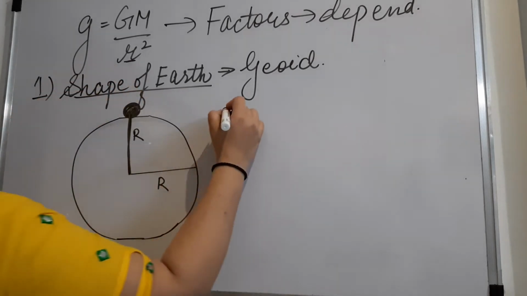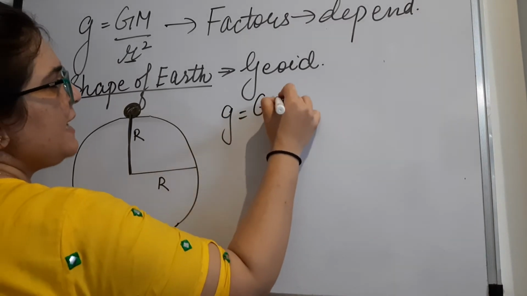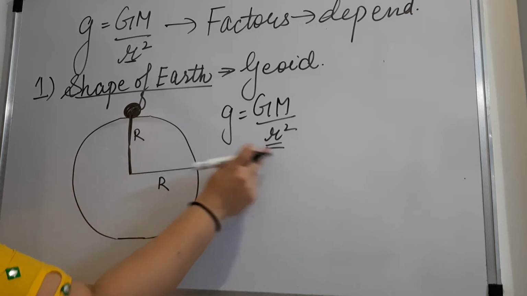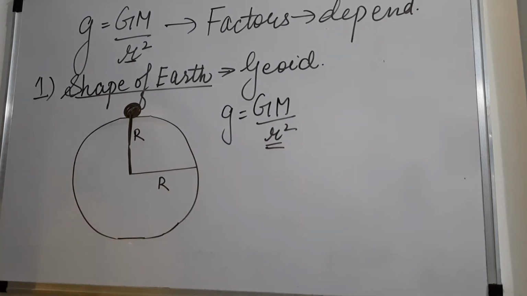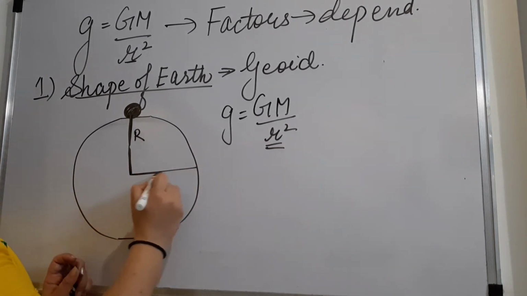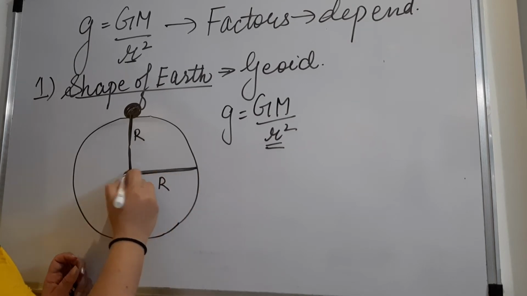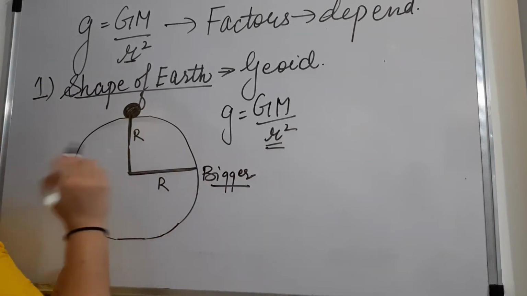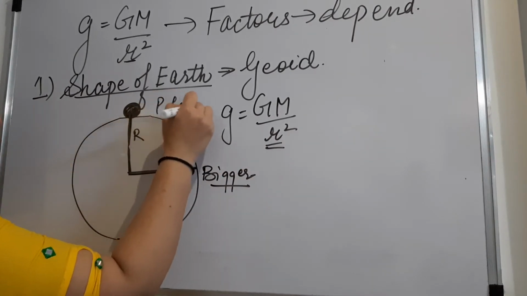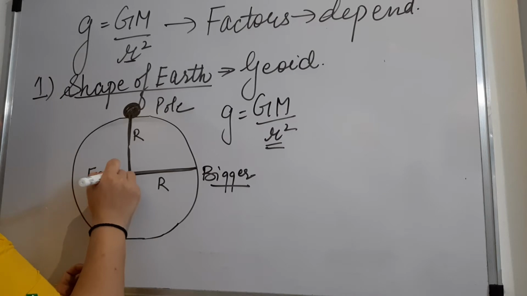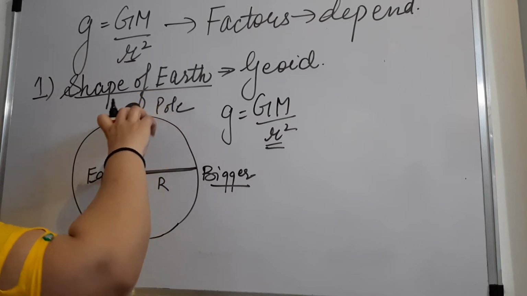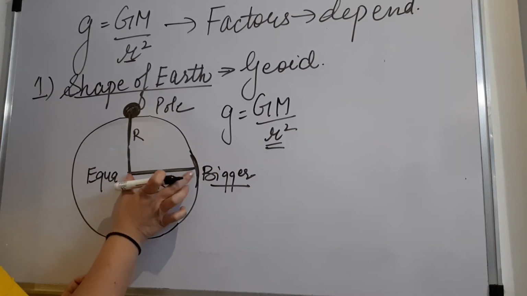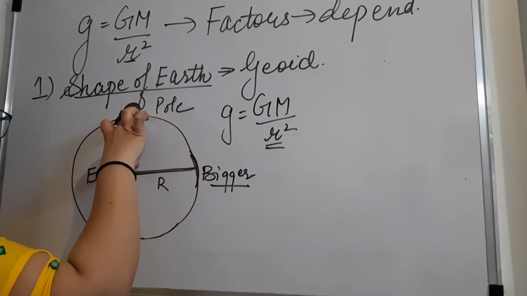Formula says that g equals GM by R squared. Now R is what? This distance. Okay, I can use capital R over here in this situation. So if you see this figure carefully, this radius is going to be bigger as compared to this one towards the pole. This is the pole and this is the equator. Why is it smaller at the pole? Because it is flattened. Here it is bulged. So this is going to be bigger. This is going to be smaller.